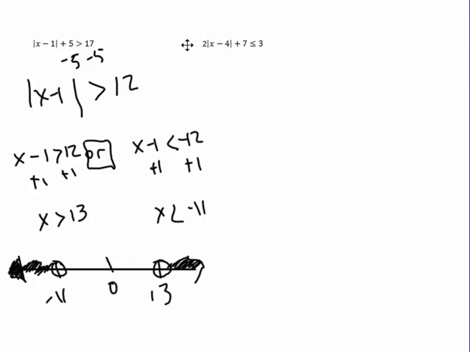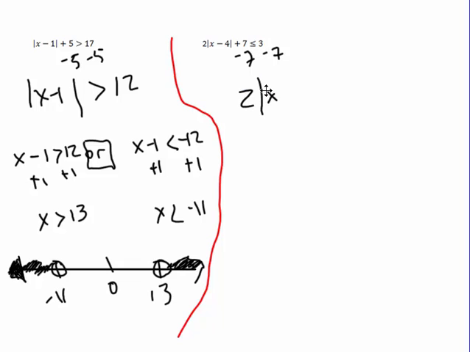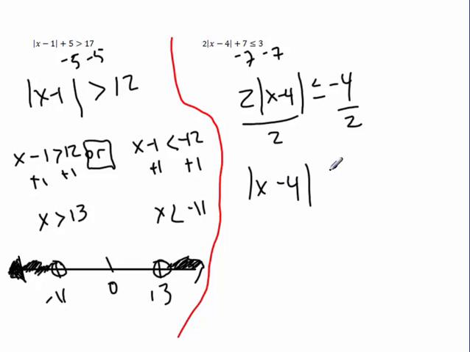Okay, here I need to isolate my absolute value bars first. So I subtract 7 from both sides, minus 7. So I get 2 times the absolute value of x minus 4 is less than or equal to negative 4. And divide by 2. So I get the absolute value of x minus 4 is less than or equal to negative 2.